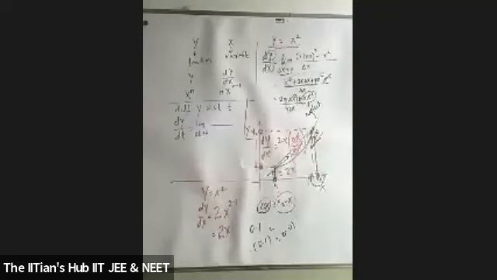Tumhara numerator vaise hi rahega, students. If you are trying to differentiate y, and y was given as what? X square. Y was given as x square in that case. So there is a change in the value, but we're changing with respect to time. To tumhara numerator vahi hoga.